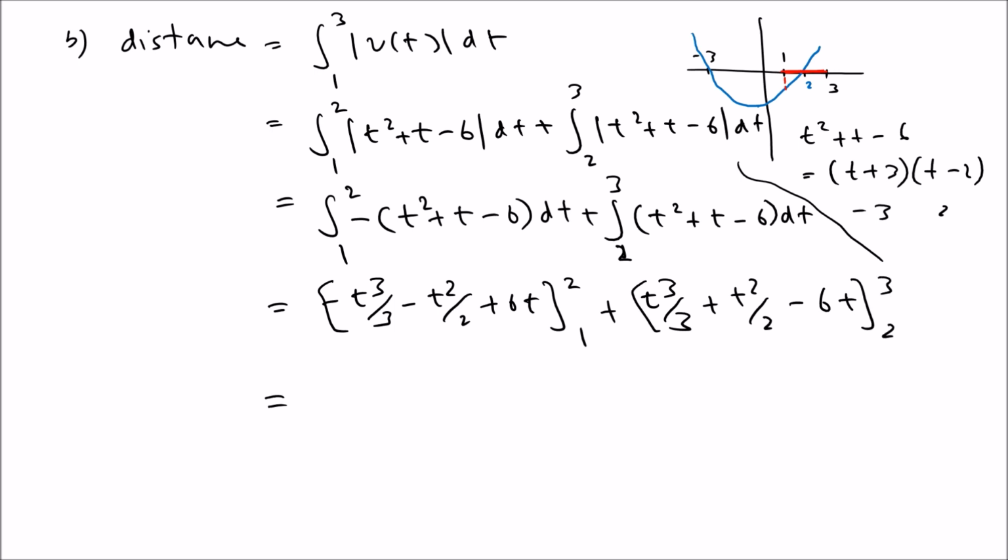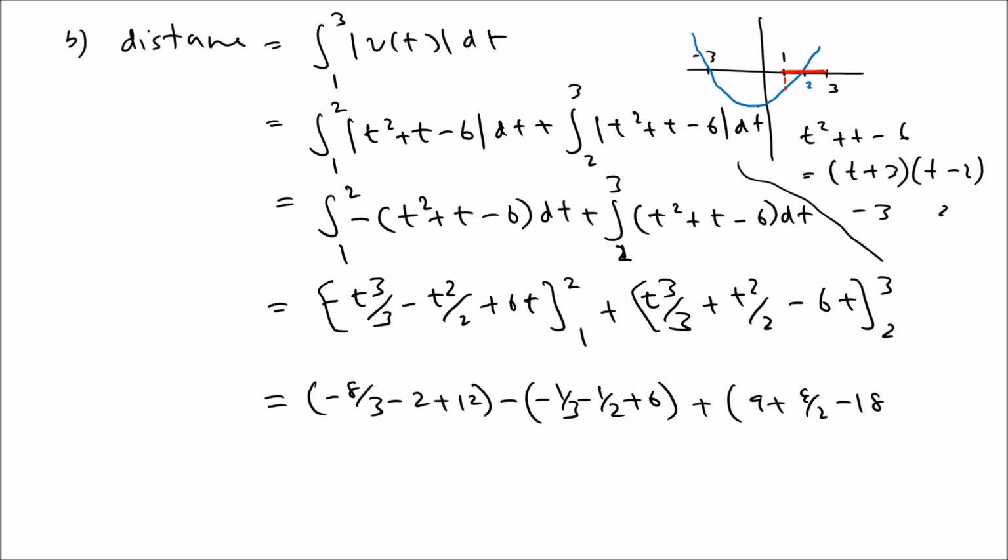So what you can do is just plug in the values. If you plug in the values, what do you get? You're going to get negative 1/3, negative 2 plus 12 from the first one, minus negative 1/3, negative 1/2 plus 6. From the second integral, you're going to get 9 plus 9/2 minus 18, and then minus 1/3, 2 minus 12. If you simplify, you're going to get 5. So this is a distance, so it is meters. So that's the answer for this problem.